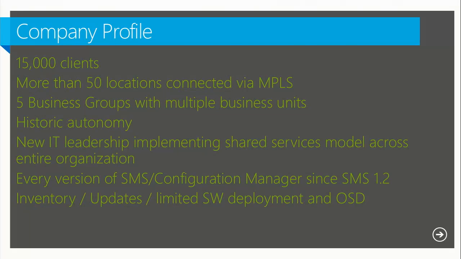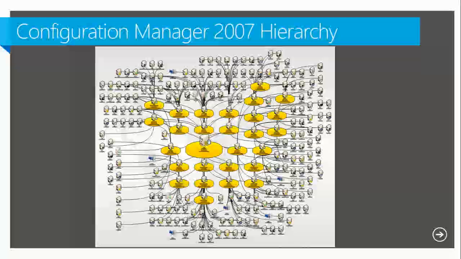They've been using it for a long, long time. What they've been doing depended on the location. Inventory and updates was throughout the organization. Software deployment and OSD at some locations. They had tried to do some of the standardization, but each of the business groups was able to kind of do whatever the heck they wanted to. So very little standardization around what they're doing at all the different locations. I came into this company to do a 2007 health check of their environment. I opened the console and immediately had visions of being on this stage talking about hierarchy simplification, because this is what I saw.